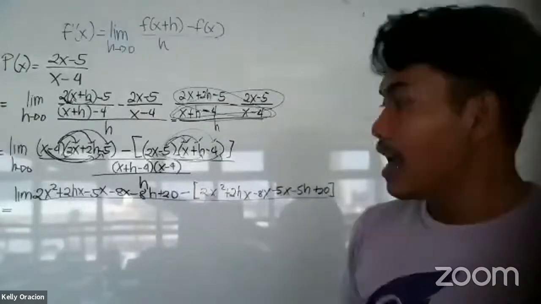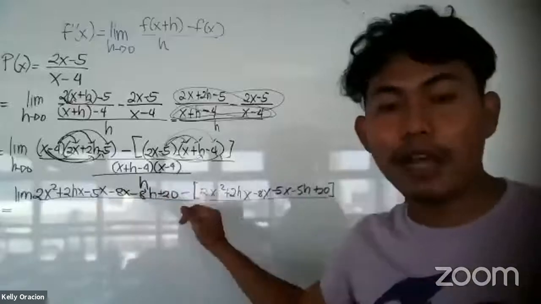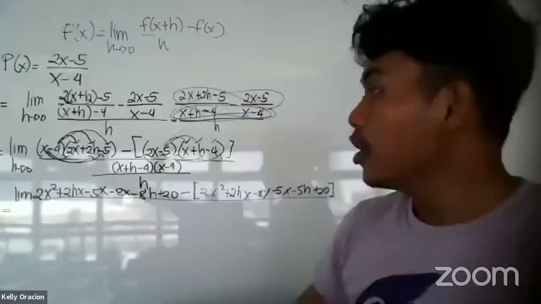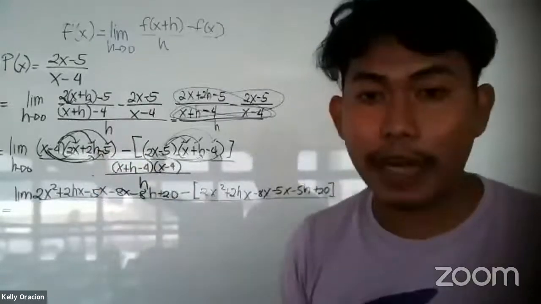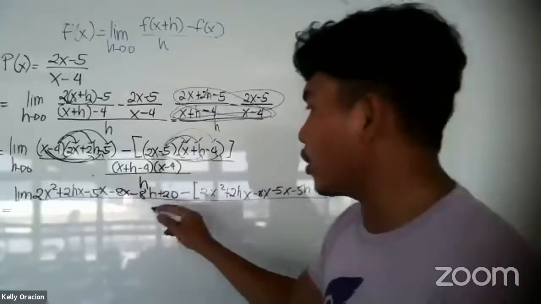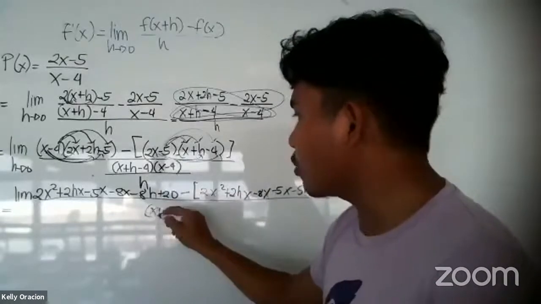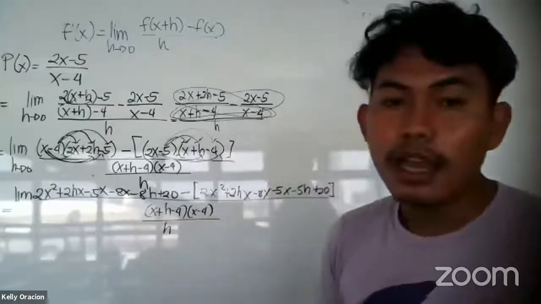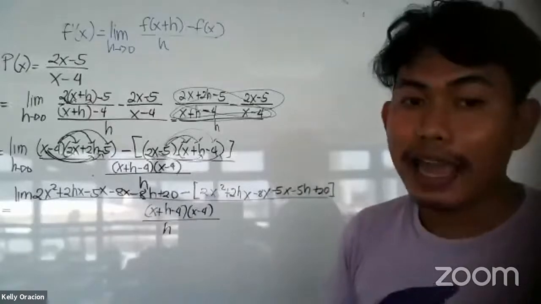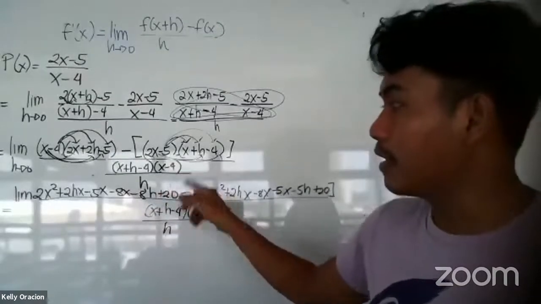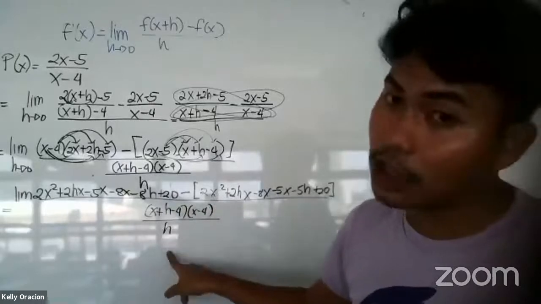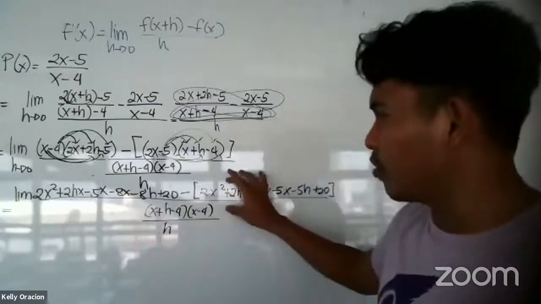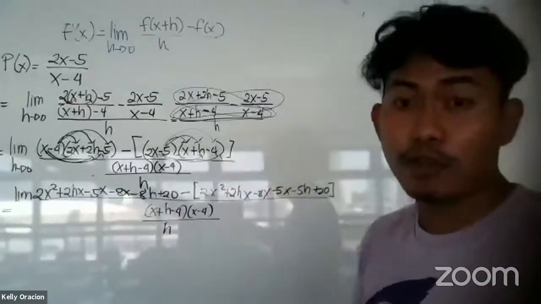Okay. So after natin ma-distribute, after natin ma-expand, this is my suggestion ulit. Do not simplify or expand your denominator. Ang gawin niyo lang sa denominator is kopyahin lang siya. Take note, this h is the main denominator, kasi yung numerator mo, naka-fraction din.